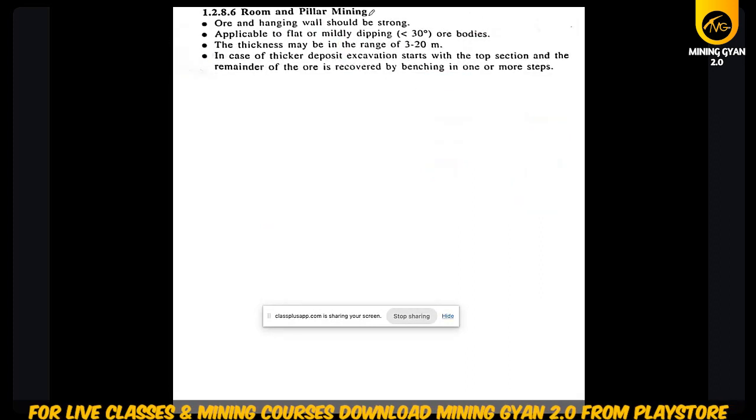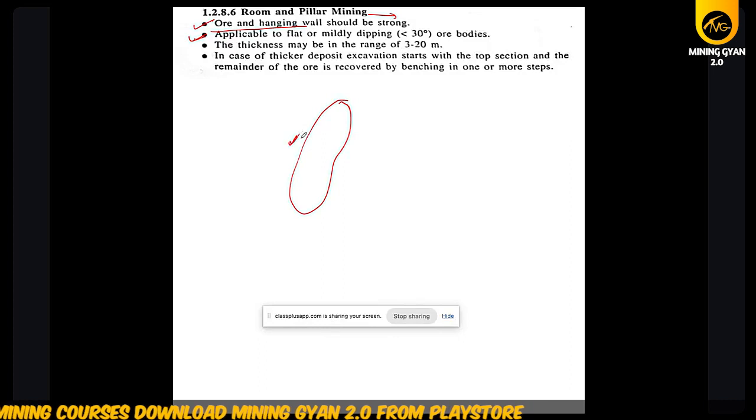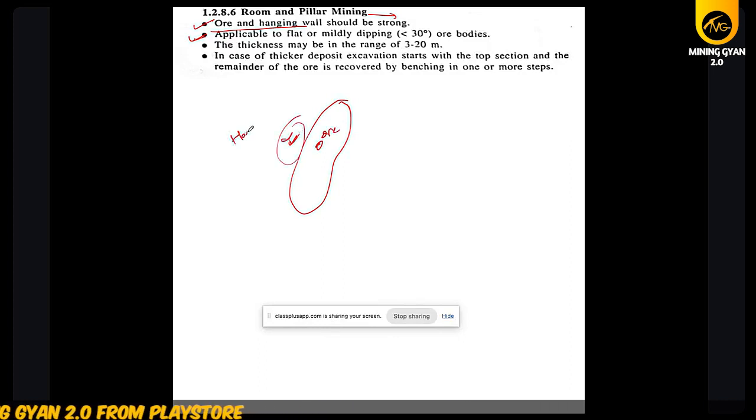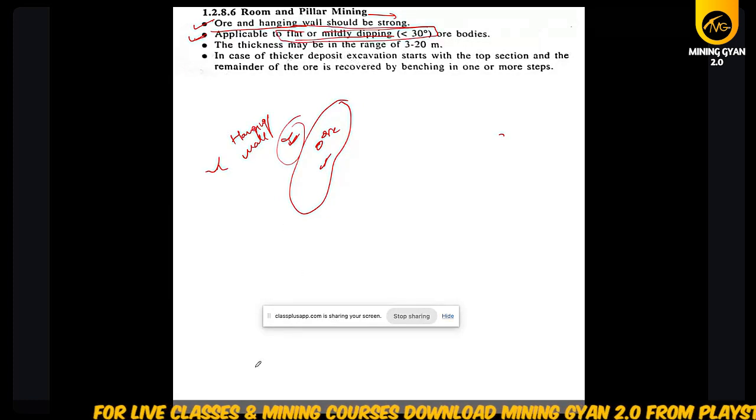In the room and pillar method, this is like a board and pillar. In this method, ore and hanging wall should be strong. Hanging wall should be strong. Ore should be strong. This is the ore. This is your hanging wall. Application is flat or mildly dipping, meaning our ore body should be flat or mildly dipping.